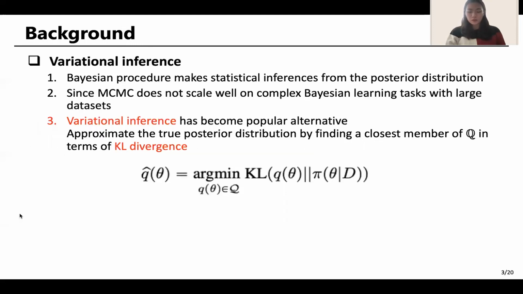Let me briefly introduce the background of variational inference. Bayesian procedure makes statistical inferences from the posterior distribution. Since MCMC does not scale well on complex Bayesian learning tasks with large data sets, variational inference has become a popular alternative. Variational inference approximates the true posterior distribution by finding the closest member in terms of KL divergence. The variational inference procedure minimizes the reconstruction error while being penalized against the prior distribution in the sense of KL divergence.